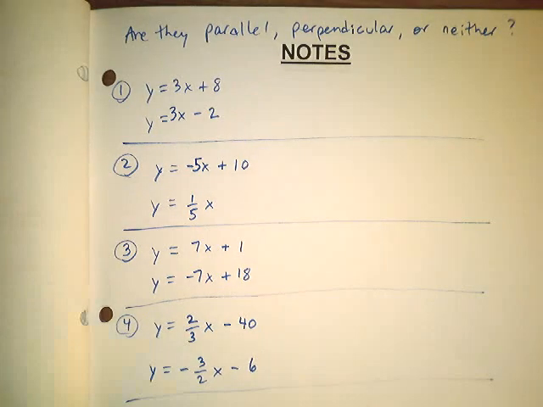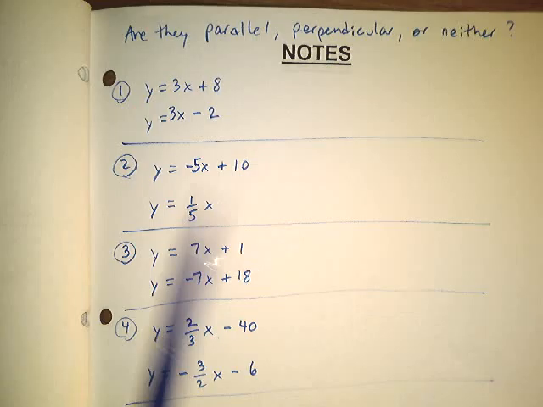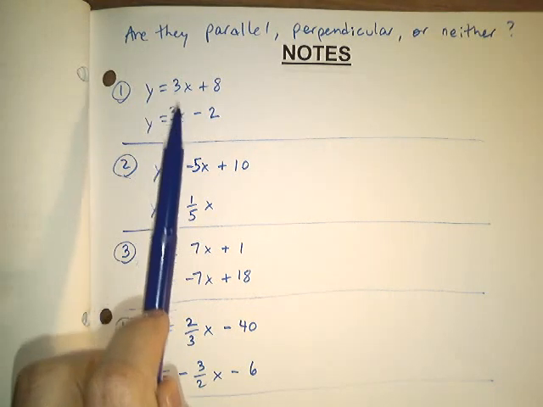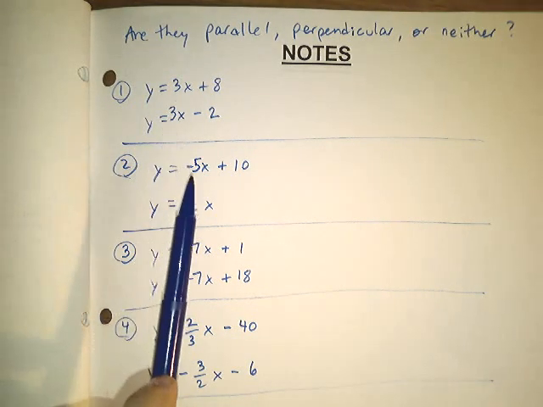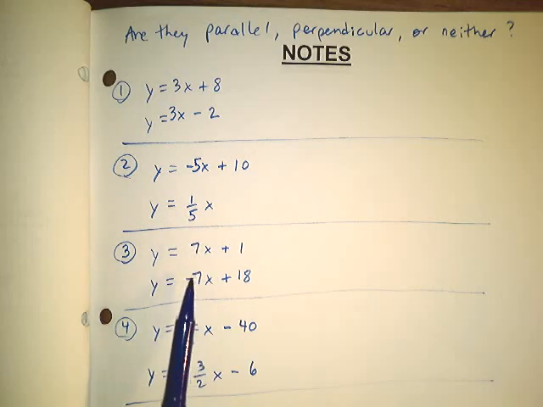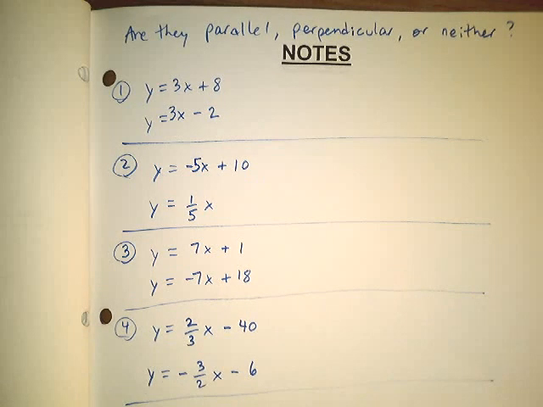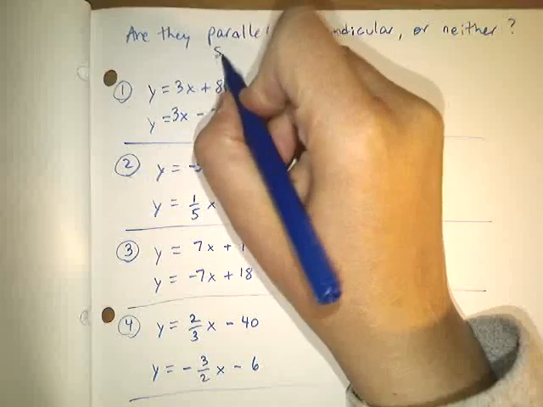Now, if you remember from the last section, we talked about parallel lines having the same slope. Remember, the slope number is the number that comes right before the x. So this one has a slope of 3, a slope of 3, slope of -5, slope of 1/5, slope of 7, slope of -7. That's where you go to find the slopes. And if the slopes are exactly the same, then the two lines are parallel.